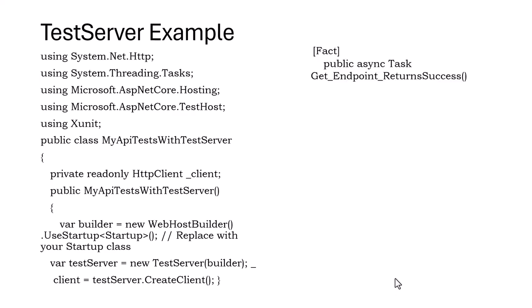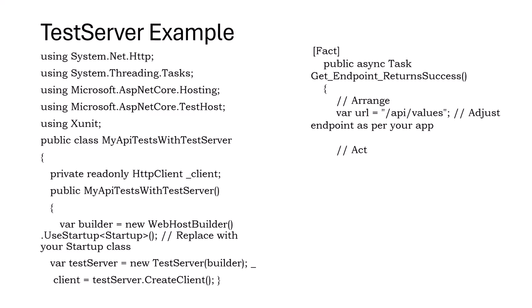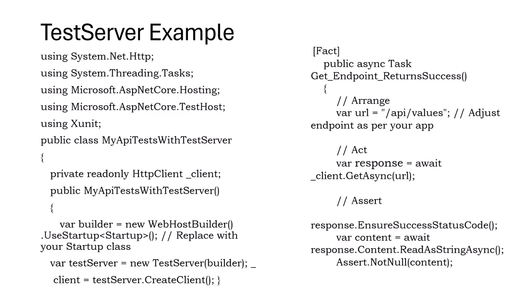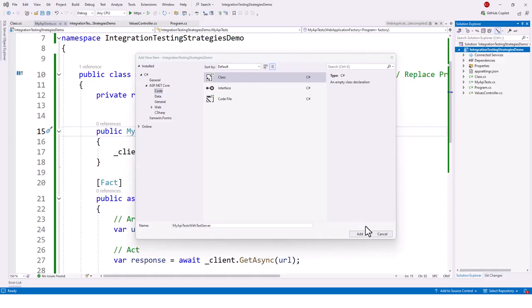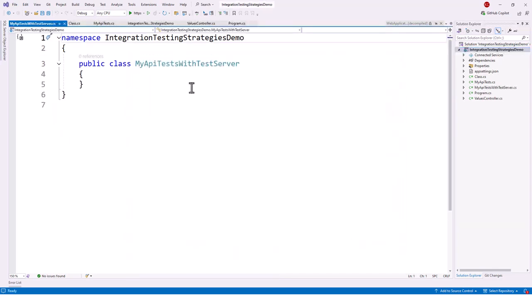Then the test is the same: arrange, act, assert. So there is no change. The basic idea is to keep it simple and at the same time check the two testing strategies with the same test. So let's get back to Visual Studio 2022 once again. As before, I add a class file, MyApiTestWithTestServer, and it will create a public class MyApiTestWithTestServer, and I will paste this code.